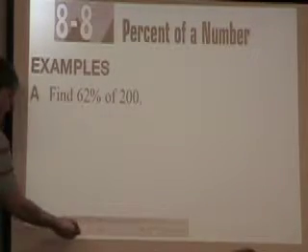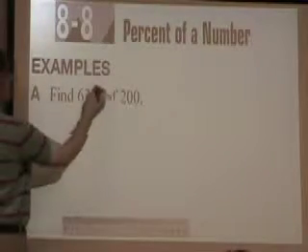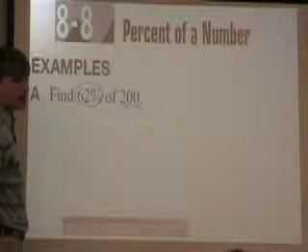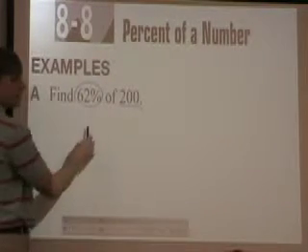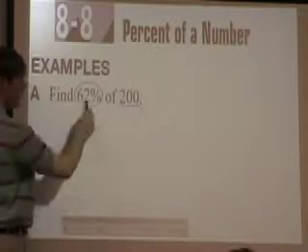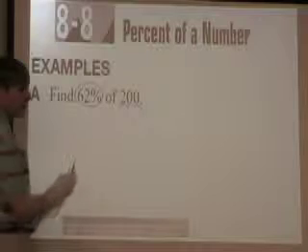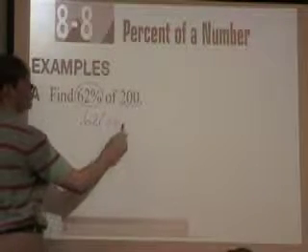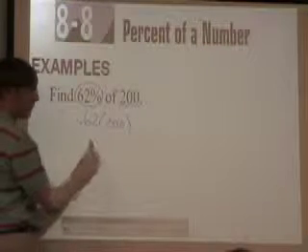So let's work our first example. It says find 62% of 200. What did we say of meant? Multiply. So you need to make 62% a decimal. The first step is make it a decimal, the second step is multiply. So what is 62% as a decimal? 0.62. So you have 0.62 times 200. And what's that equal? 124.